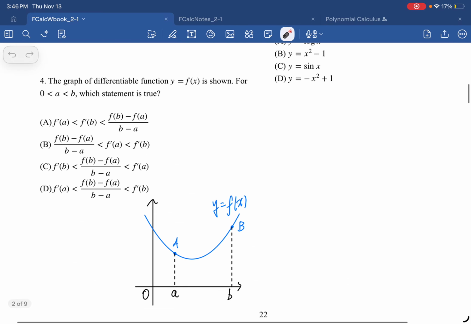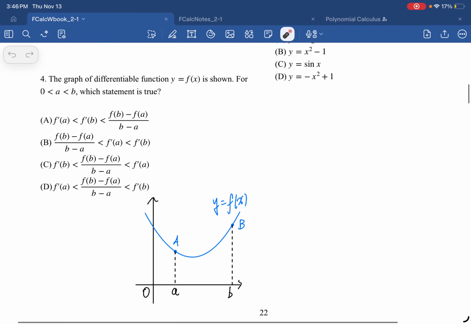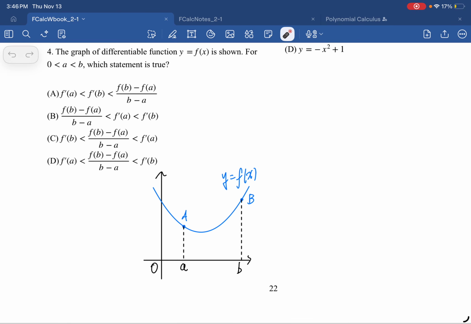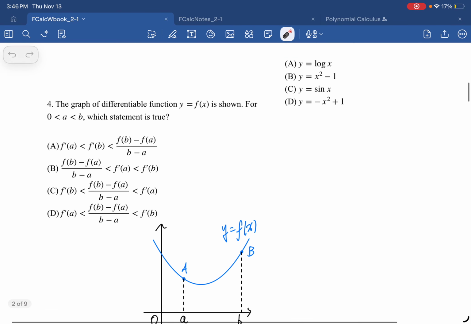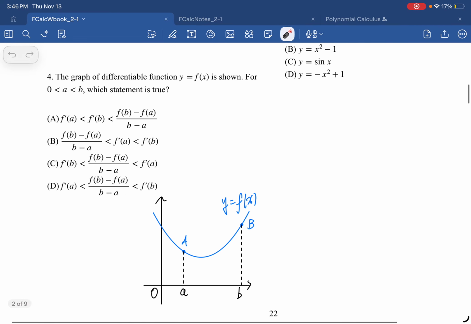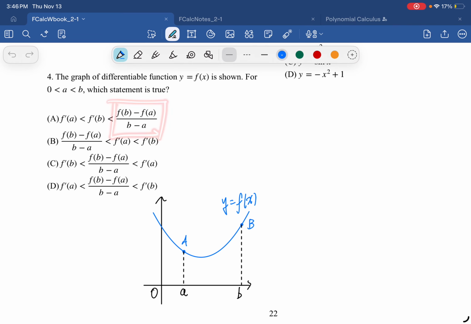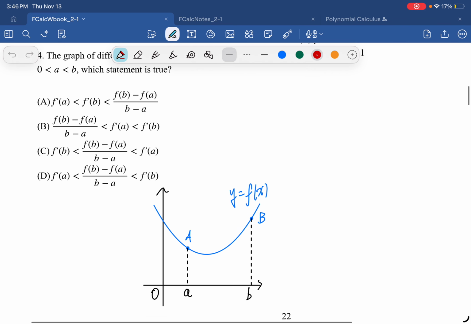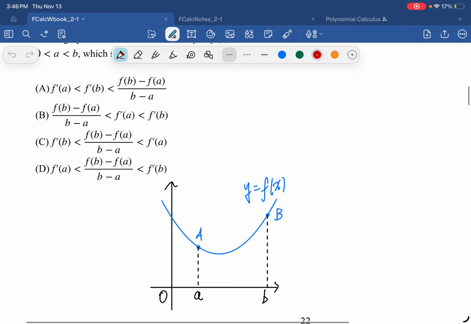Let's try number 4 for now. For 0 less than a less than b, which statement is true? F prime of a, f prime of b, and then this is, as you can recognize, the average rate of change from a to b. So let's go to our graph and draw those in. The average rate of change is the slope of the secant line. The instantaneous rate of change is the slope of the tangent line, f prime of a and f prime of b.